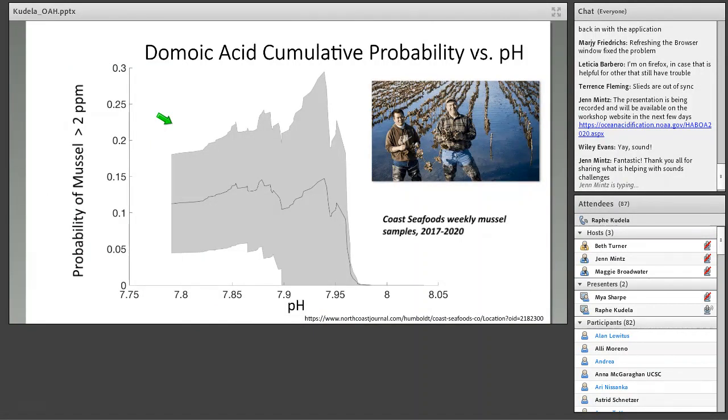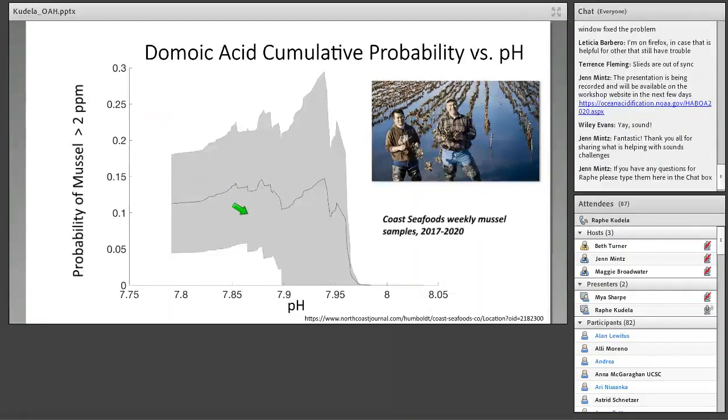We can also do that with mussels. Here is data from Coast Seafoods in Humboldt. You'll notice the probability is much weaker. This is in part because it's a relatively small data set. But again, we don't see a lot of domoic acid in the mussels until we get below, significantly below a pH of 8.